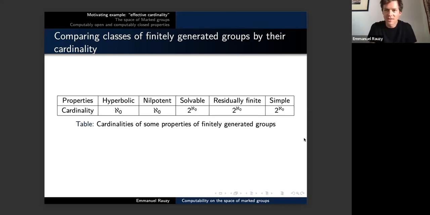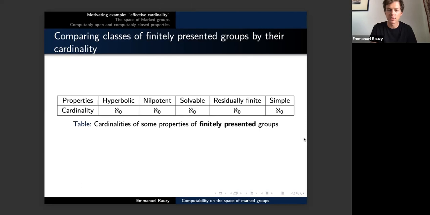This is obviously a very big difference. Now, suppose we restrict our attention to finitely presented groups. We get the following picture, where the distinction that we had previously completely disappears. We now have only countable sets of groups, and we've lost one of the tools that we had to distinguish between hyperbolic, nilpotent, and solvable, residually finite, and simple.